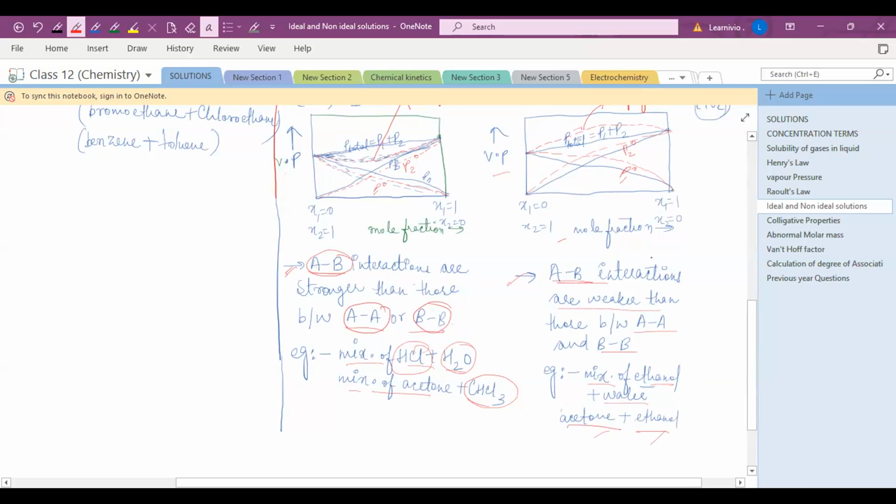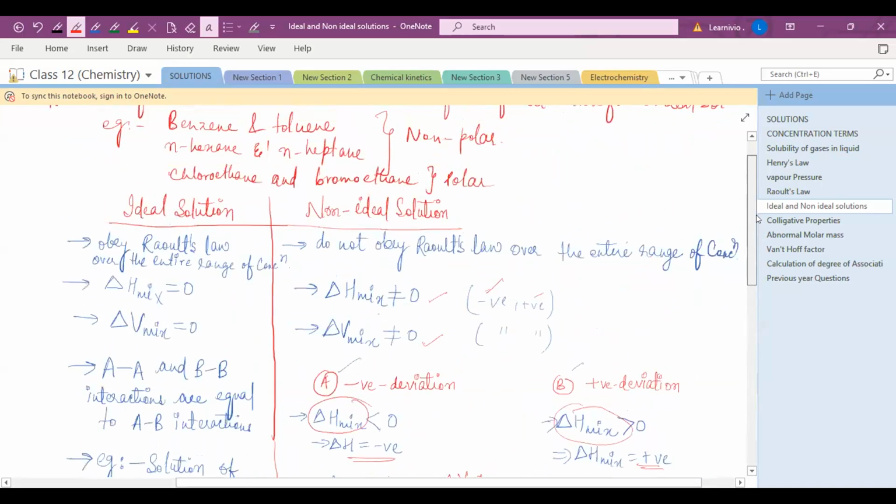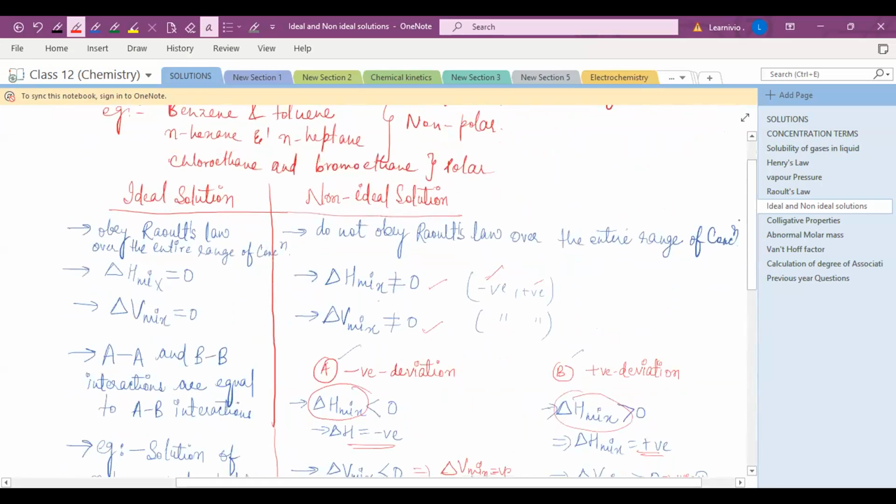Positive deviation means the enthalpy change of mixing is positive, right? And the volume change of mixing is also positive. Okay, so you just have to remember this. Sometimes in the exam they ask you to write down the difference between, or differentiate between, an ideal solution and a non-ideal solution. It is a direct question. So just remember this. It's very important. Okay, Jibita, is it clear?